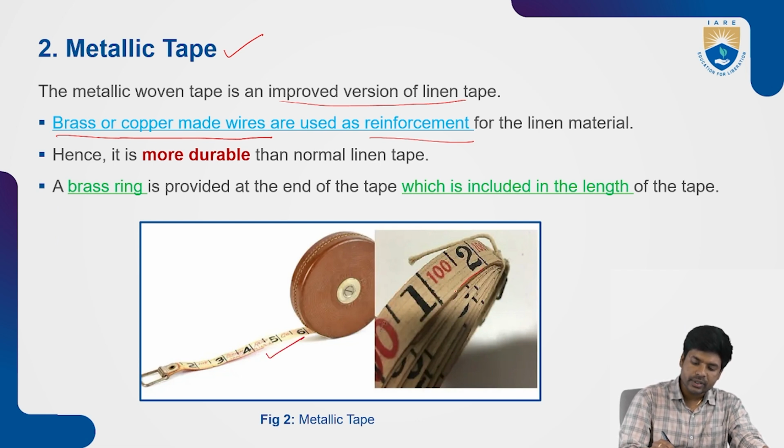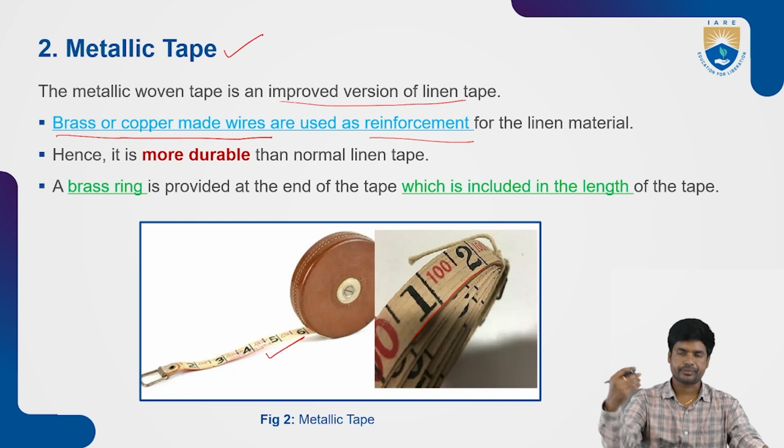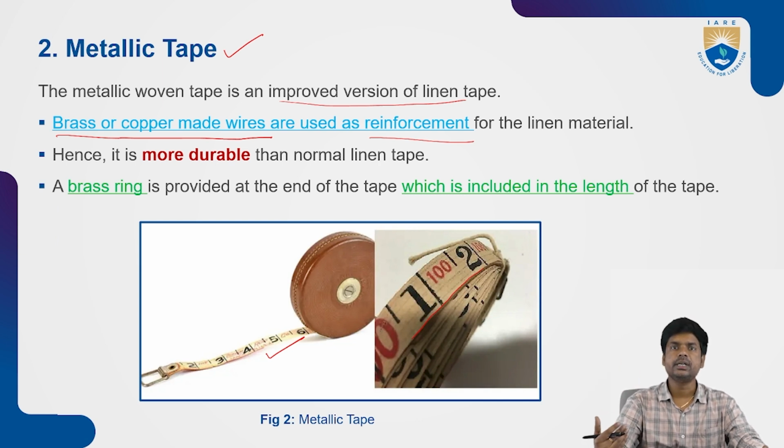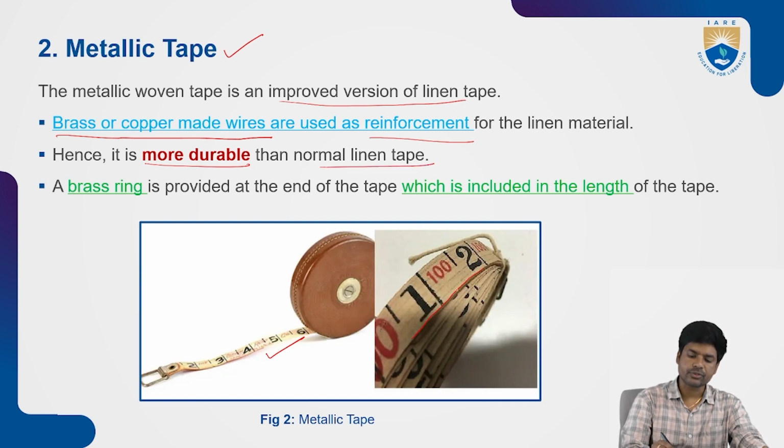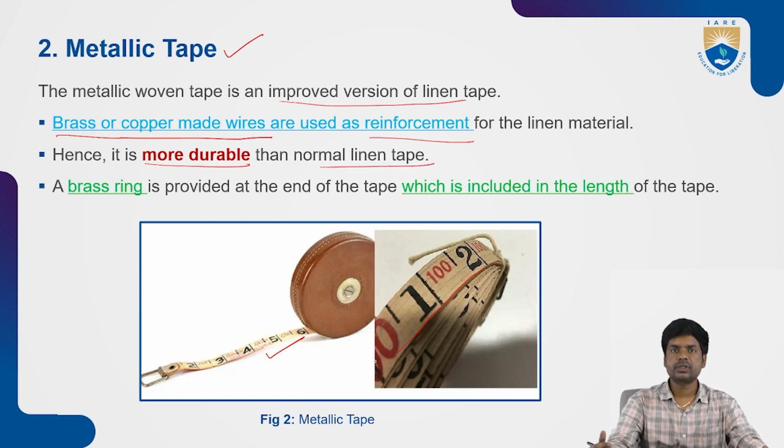Here, if you see, the brass or copper wires are used as a reinforcement to improve the durability, or to improve the quality of the tape. Hence, it is more durable than normal linen tape. Due to the arrangement of this reinforcement around the tape, the durability of the tape will be improved.